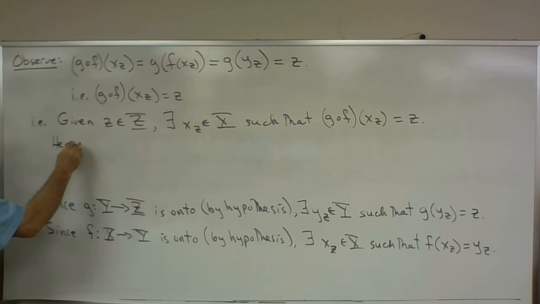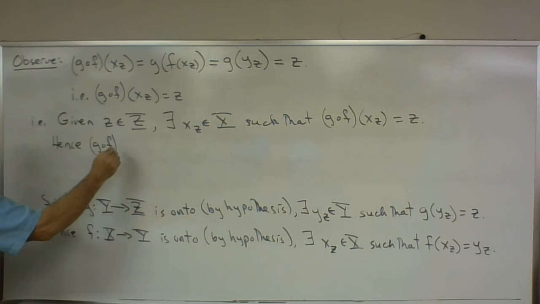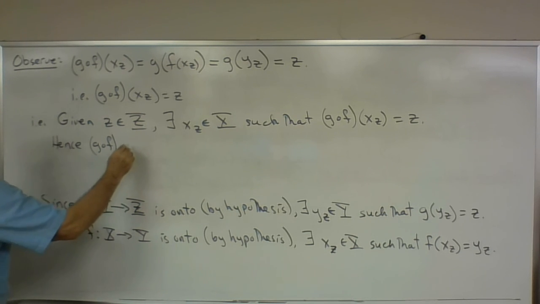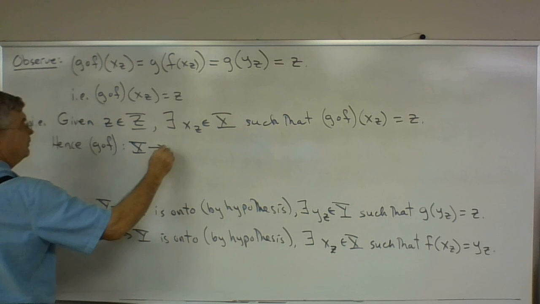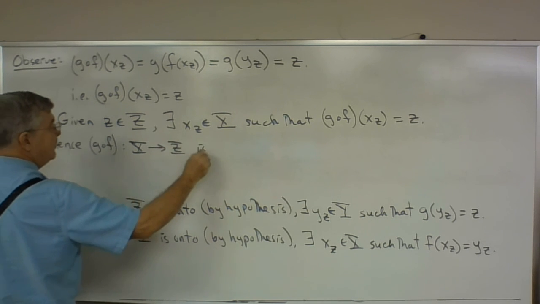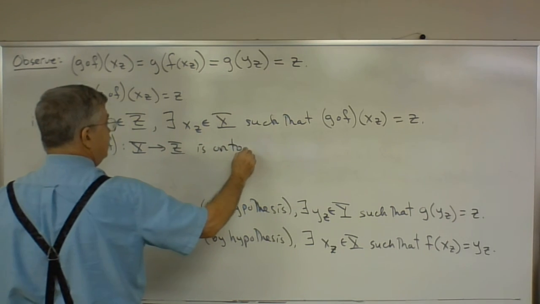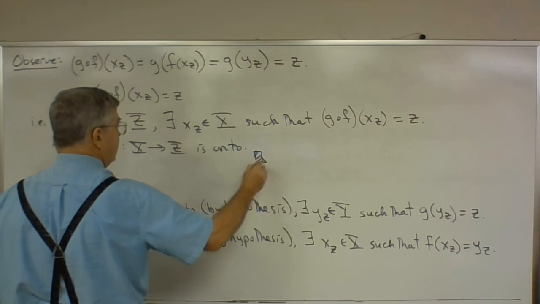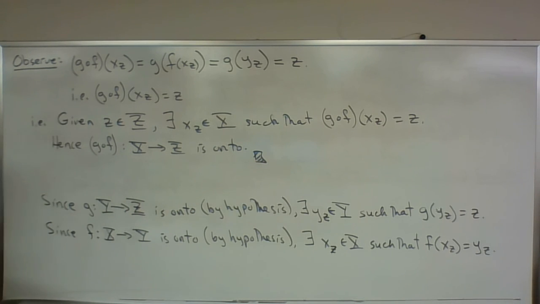Hence, g composed with f from X to Z is onto. And that completes the proof.